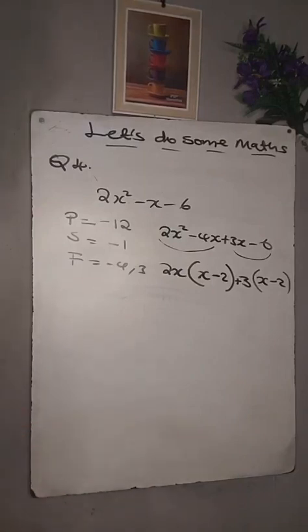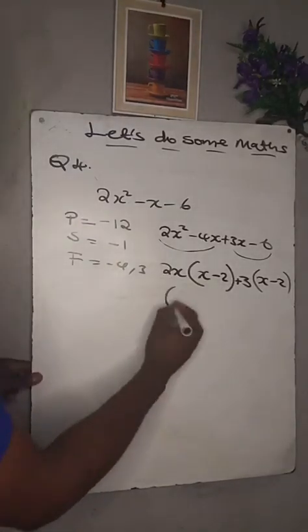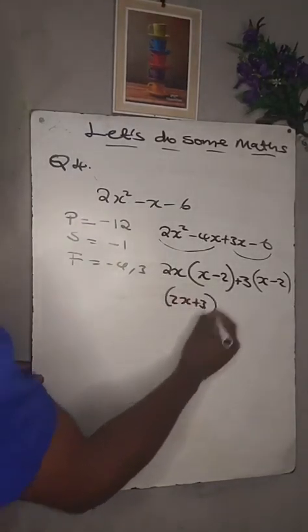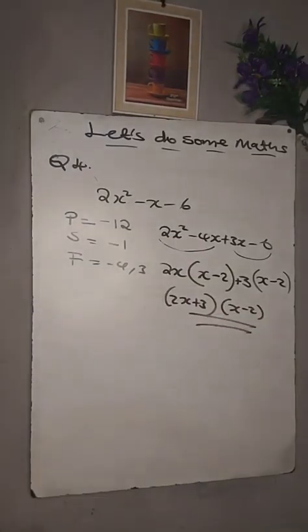After you do that, what do you do? You pick these and make them in one bracket. So it will be 2x plus 3, then x minus 2. This is how you factorize completely.